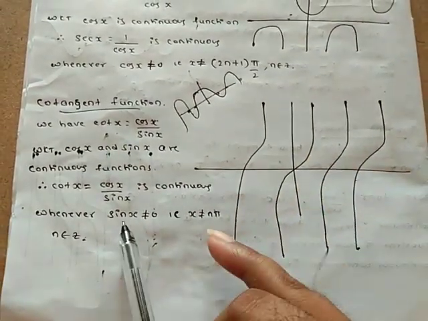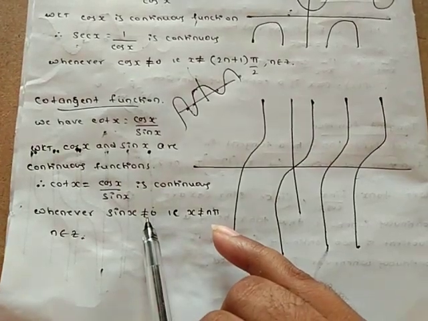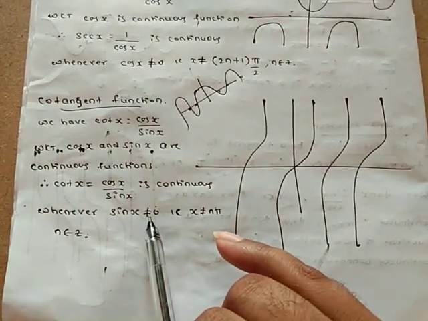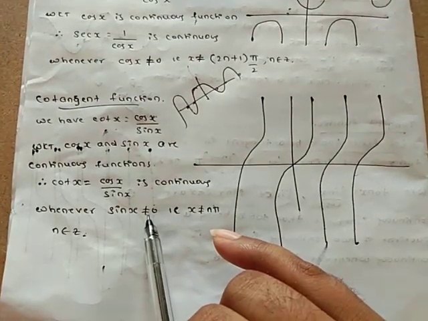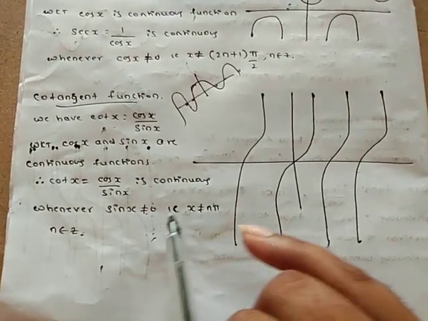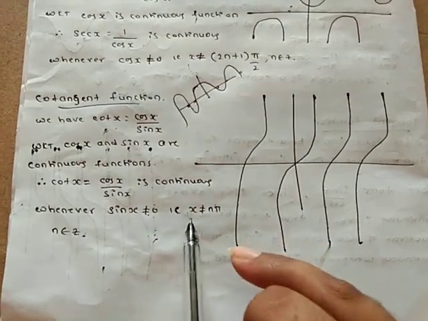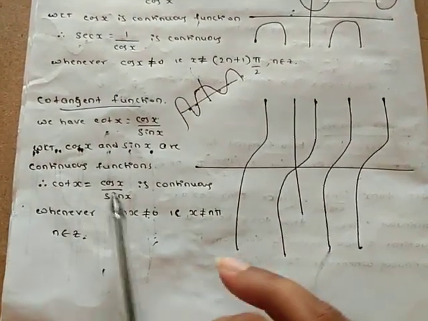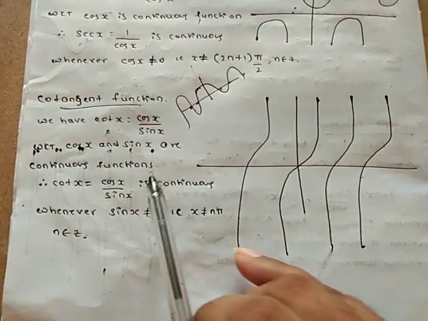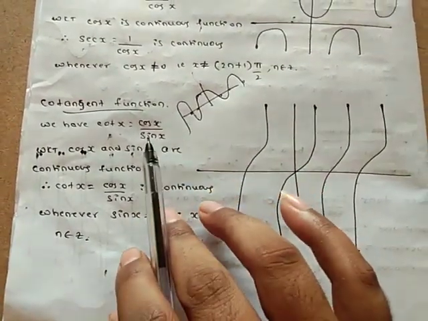Suppose sin x is equal to 0, then we can't say that the cot function is a continuous function. Whenever sin x is not equal to 0, that is x not equal to n pi, then only we can say that the cot function is a continuous function. Since these conditions are followed by the functions, then only we can say that these are continuous functions.